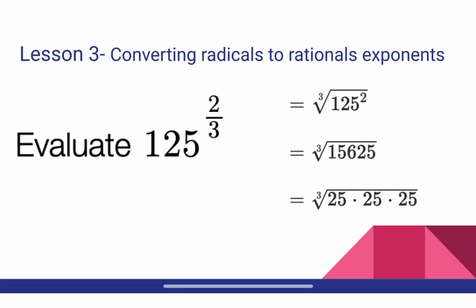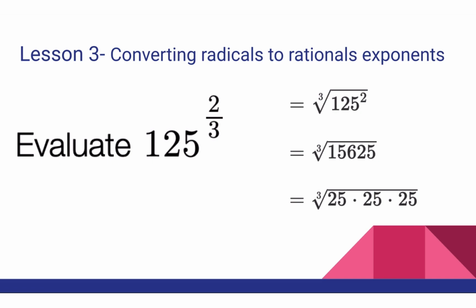Lesson 3, Converting Radicals to Rational Exponents. So we have to evaluate 125 to the power of 2 over 3. So we rewrite the whole question into a radical formula. We would place the 125 in the middle, and the 2 and the 3 would simply switch places. So the 3 would go up in the front while the 2 would go next to the 125.